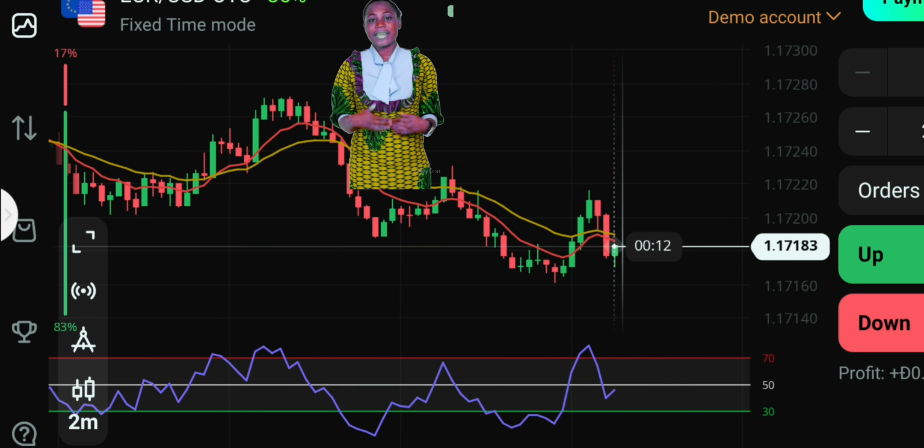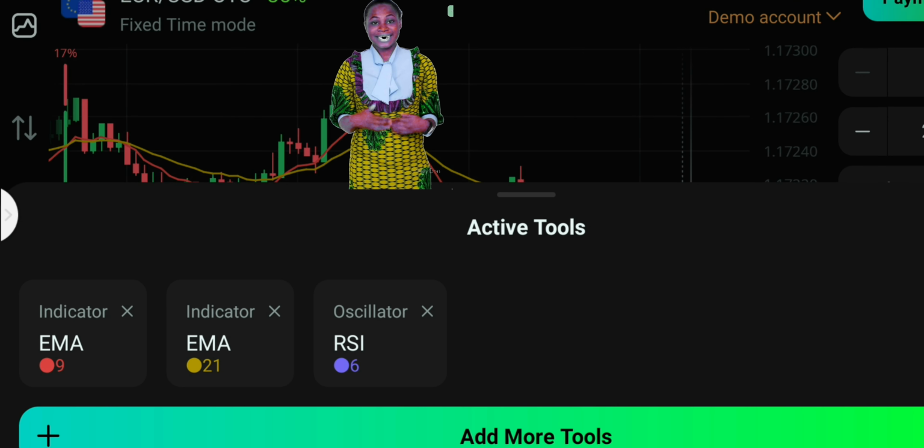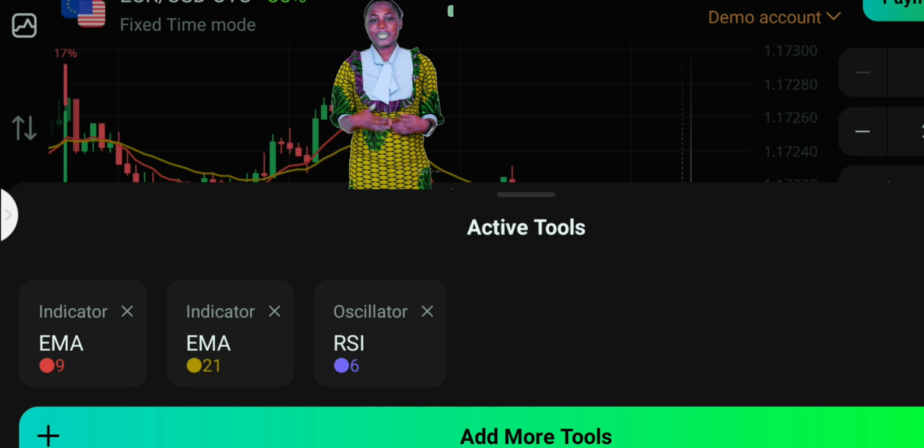Okay, now let's review again. Remember that the EMA 9 is red, EMA 21 is yellow. Have it at the back of your mind. EMA 9 red, EMA 21 yellow. Now, how do we take a trade?